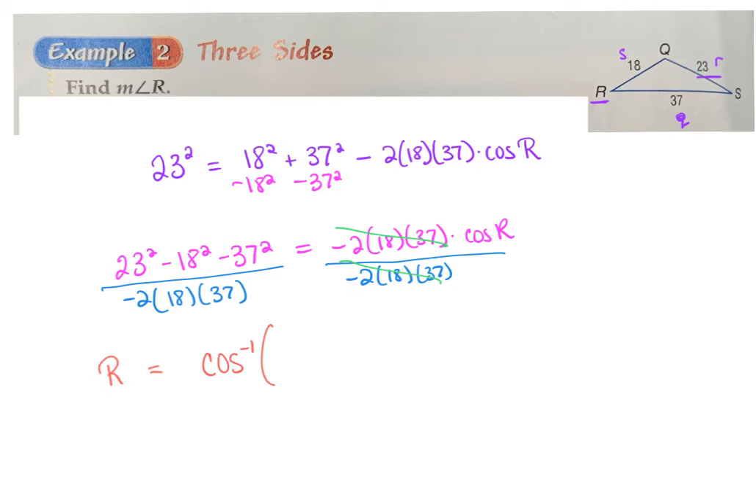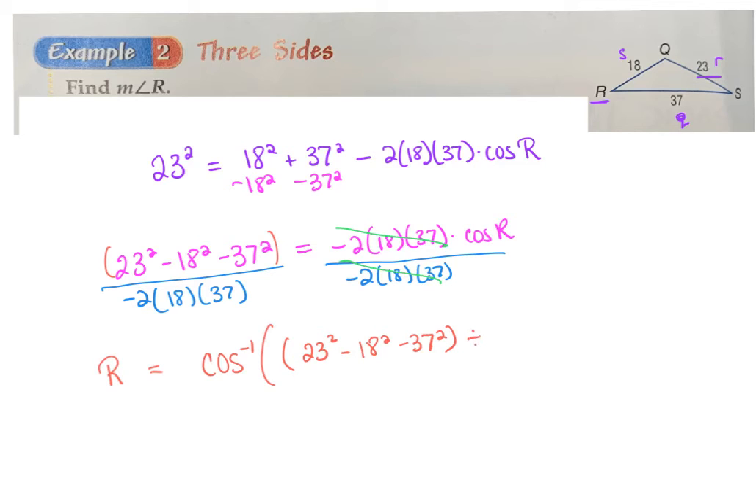So cosine -1 is going to open a parentheses. You need another parentheses because you have addition and subtraction that you want grouped, right? So we want this to be grouped. We have to tell our calculator that. So in your calculator, you're going to have to do your 23 squared, and you can use your x squared button there, minus your 18 squared, minus your 37 squared, all in their own set of parentheses.